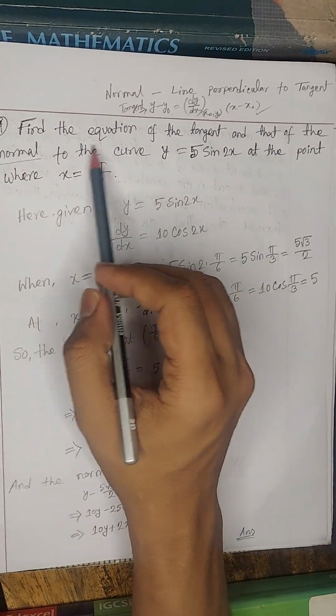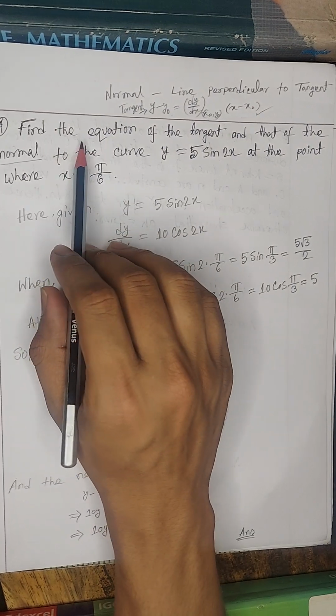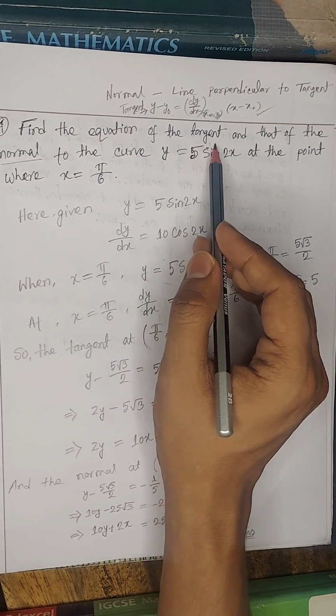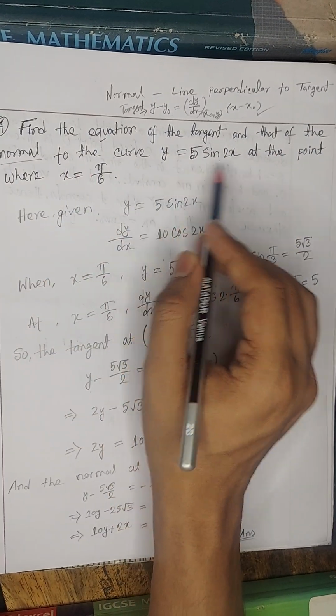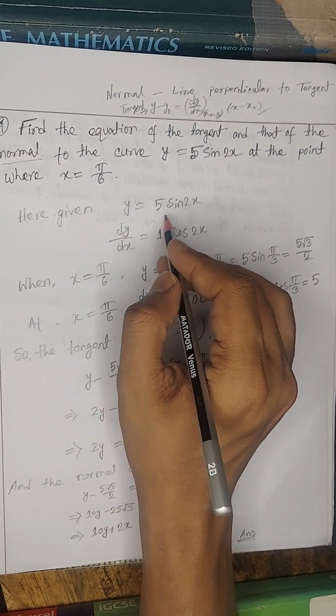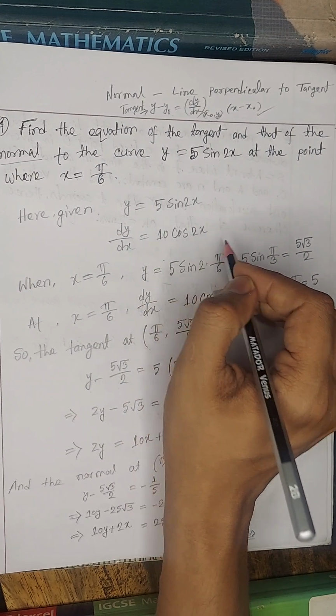Now in another problem, in the question we have to find the equation of the tangent and that of the normal to the curve at the point where x is equal to pi by 6. We are given y is equal to 5 sin 2x, and from that we get dy by dx is equal to 10 cos 2x.